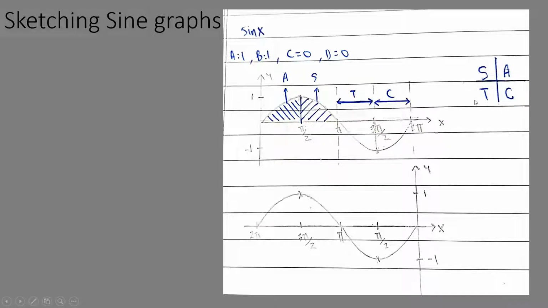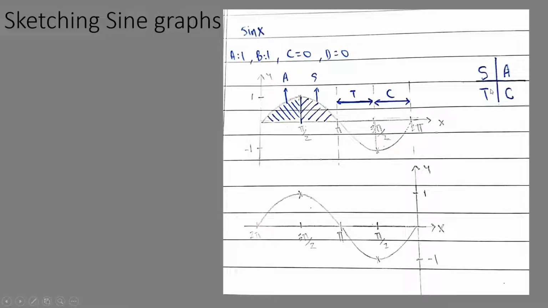As we know, from the acronym All Add Sugar To Coffee, all trigonometric functions are positive here, and the sine function is positive over here. As you know, it starts from 0. This is pi over 2 or 90 degrees. That's the first quadrant, which is represented by this graph. When it reaches pi over 2, it has a value of 1. And again, we know sine is positive in the second quadrant, which is from 90 degrees to 180 degrees, or pi over 2 to pi.